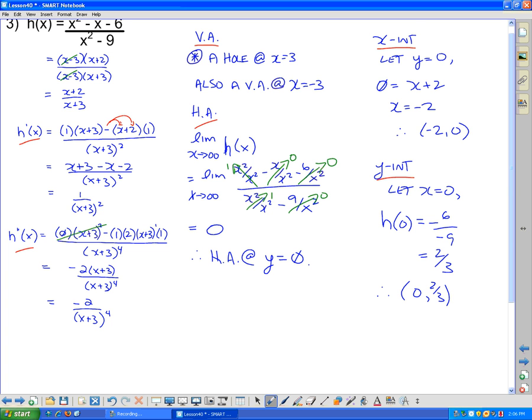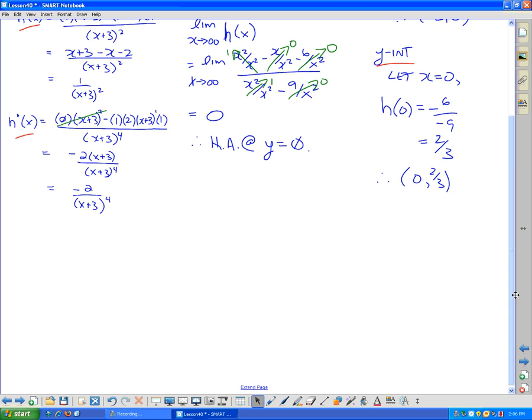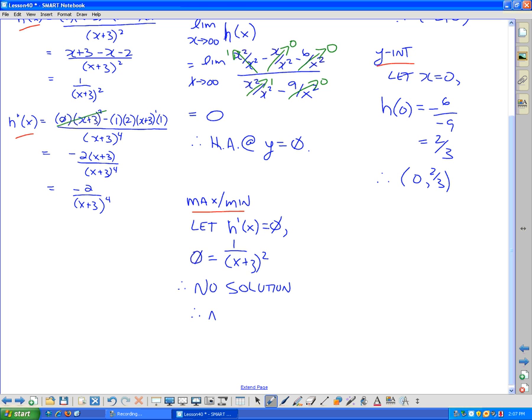And what else do I want to solve for? Max mins. All right, so you're kind of working through your checklist there that you're going to have on the cheat sheet. So my max mins, this is when we let the first derivative, h prime of x, equal 0. So 0 equals 1 over (x plus 3) squared. And you're going to notice that there's no value of x that will make this true. So no solution. Which means, therefore, no max or min.